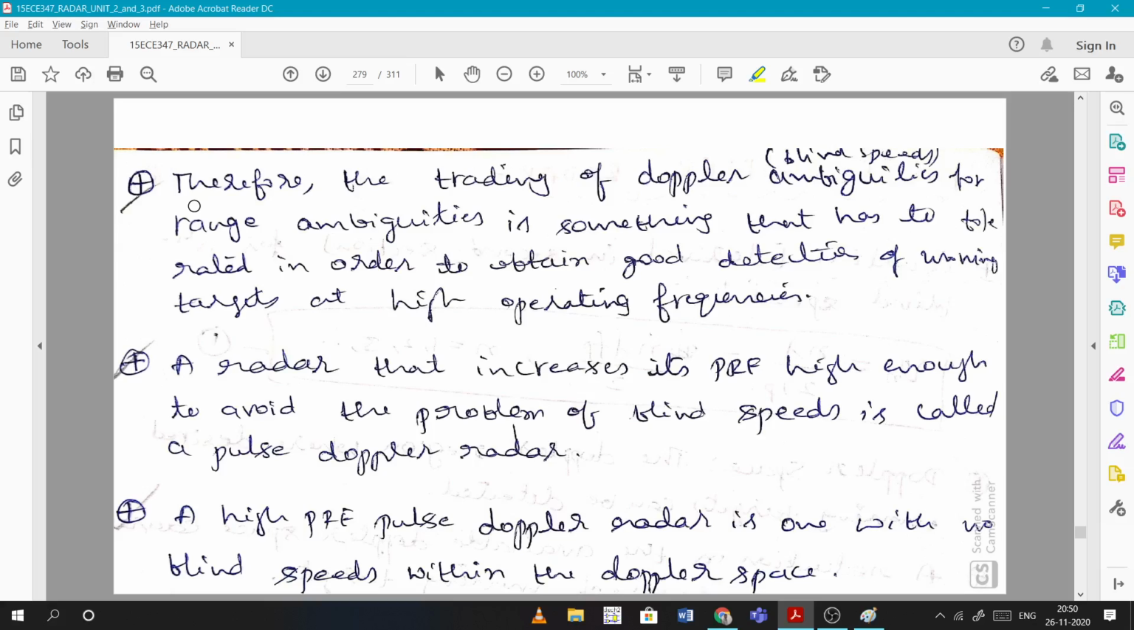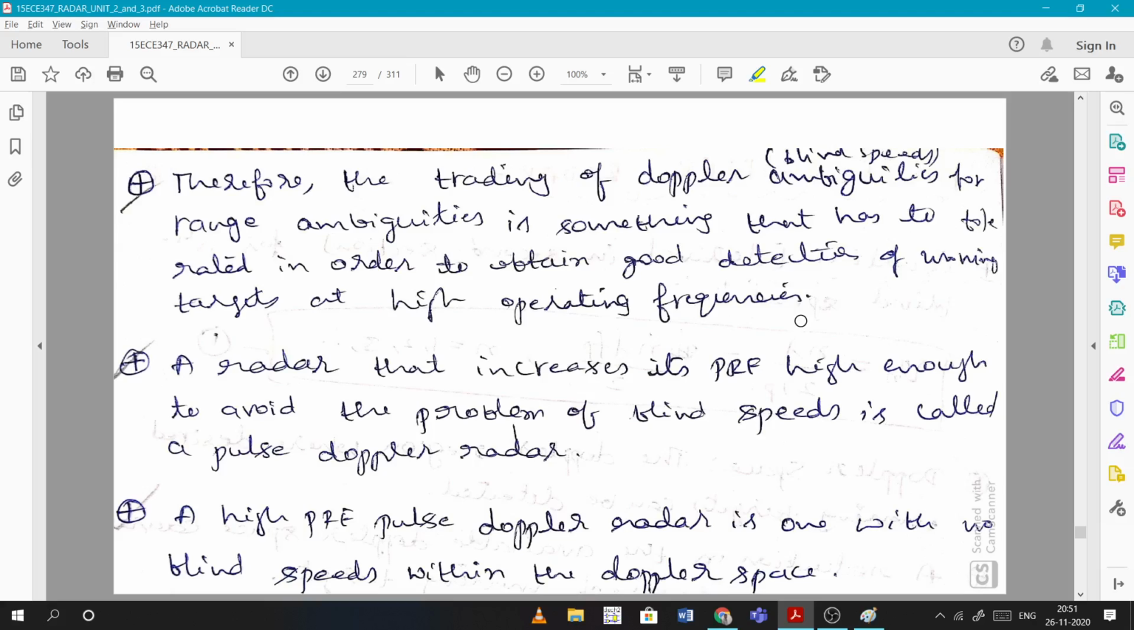We think that the target is at some 5 kilometers, but actually it is at 10 kilometers, like that. So therefore that trading of Doppler ambiguity for range ambiguity is something we need to do in order to obtain good detection of moving targets at high operating frequencies. Since the radars will operate at high frequencies, we need a trade-off between both Doppler ambiguity and range ambiguity.